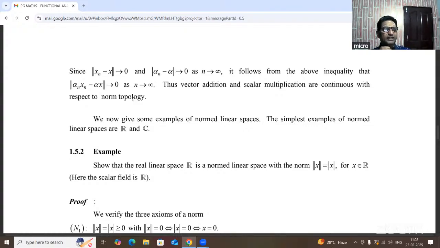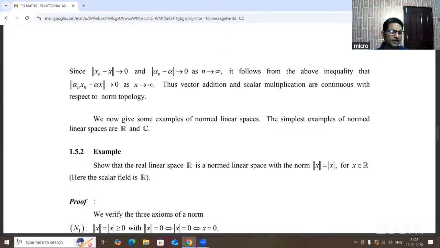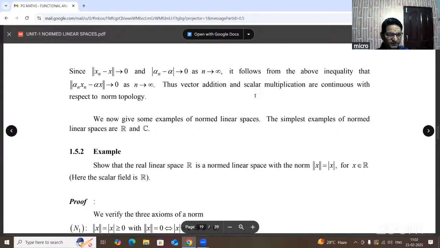Now, this is one of the important concepts. In examinations, sometimes the question is also given: prove that vector addition and scalar multiplication are continuous with respect to the norm topology. Okay, don't forget this one.